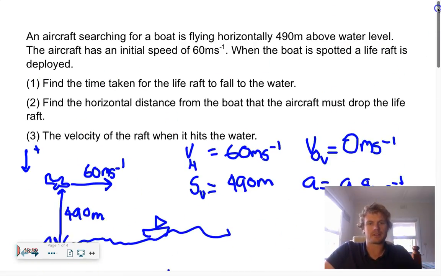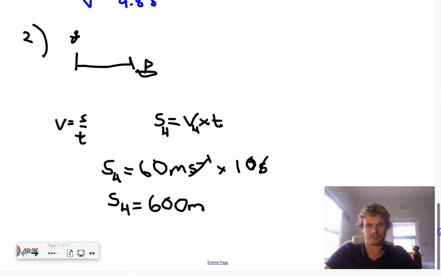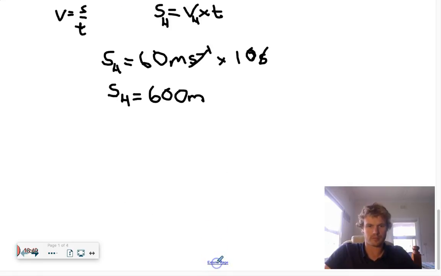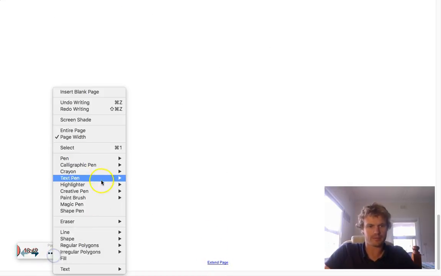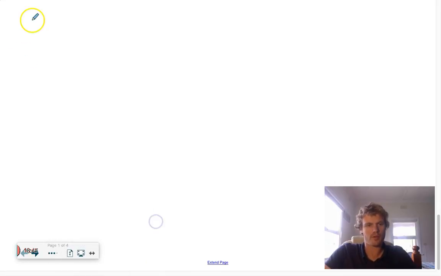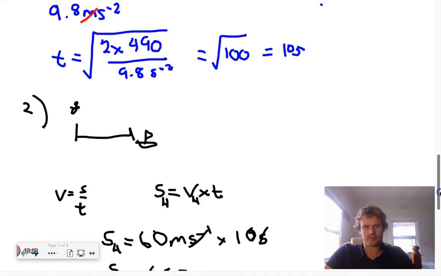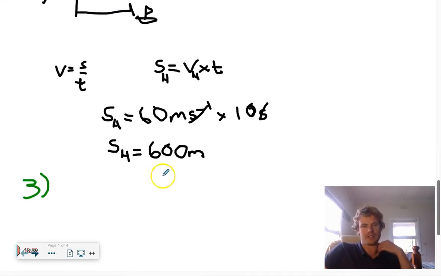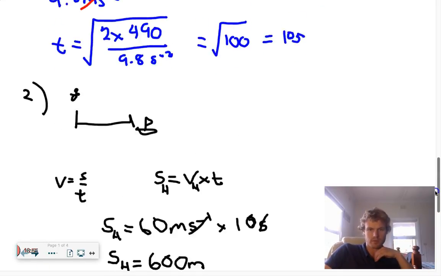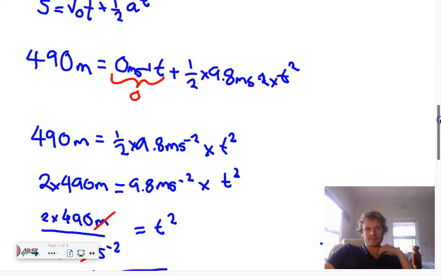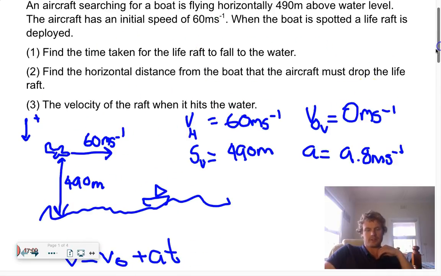So the next part is find the velocity of the raft when it hits the water. Change colour again. So I now know the distance that it's travelled, 600 meters in the horizontal direction. I know the time taken, and I know the initial horizontal velocity, the initial vertical velocity, acceleration due to gravity, and how high it was.